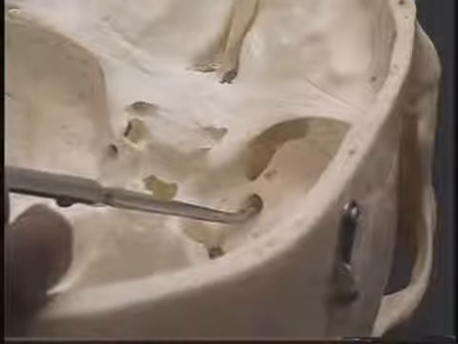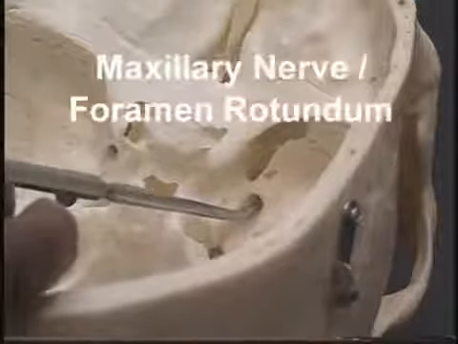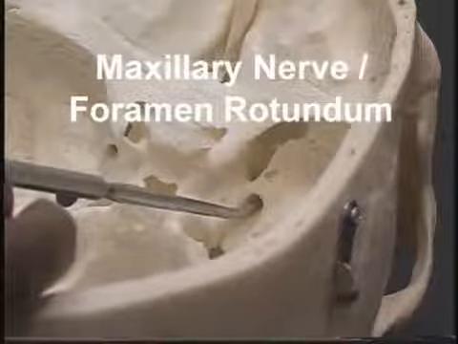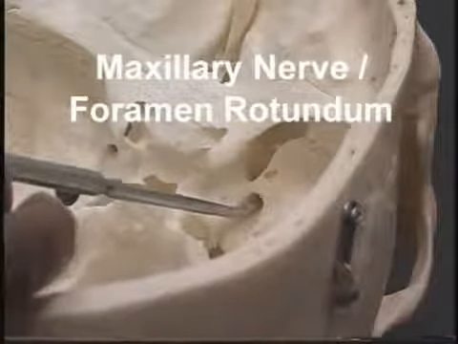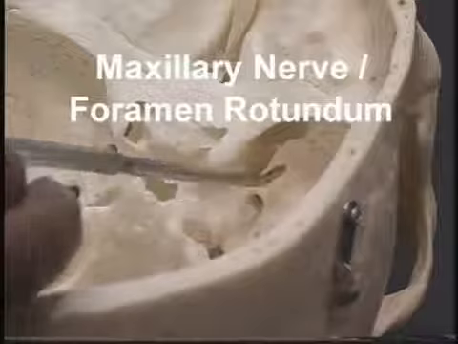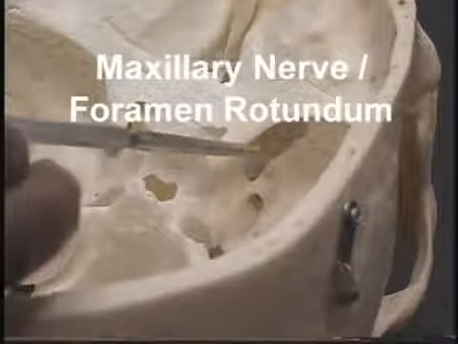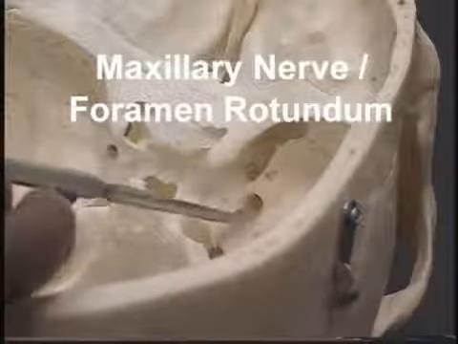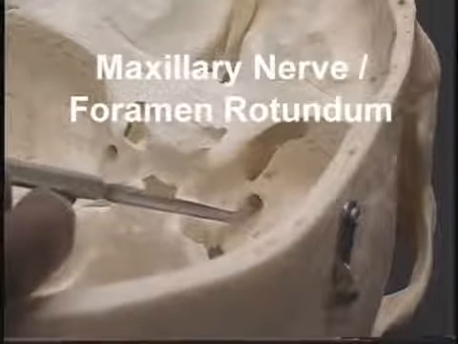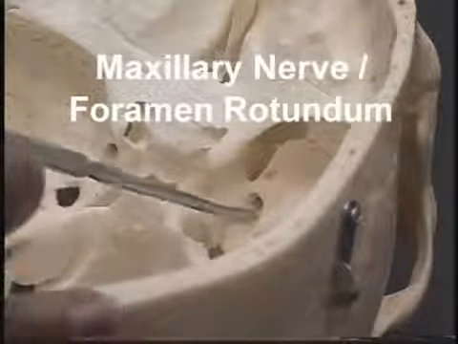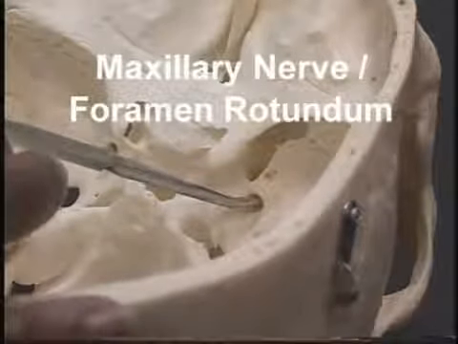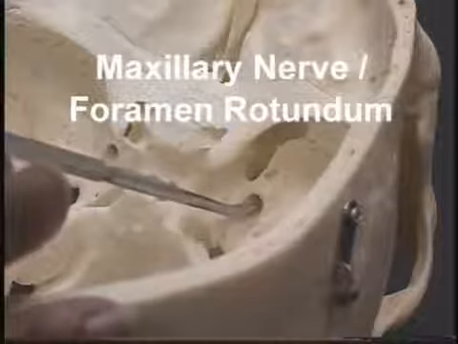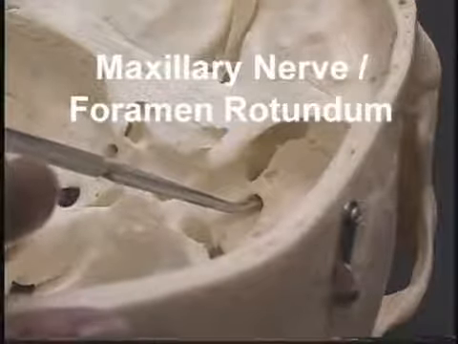Answer number 2. Maxillary nerve and foramen rotundum. We are in the middle cranial fossa. You can see the superior orbital fissure. Posterior to that, this round opening is foramen rotundum, and the maxillary nerve passes through this second opening, that is where my probe is.